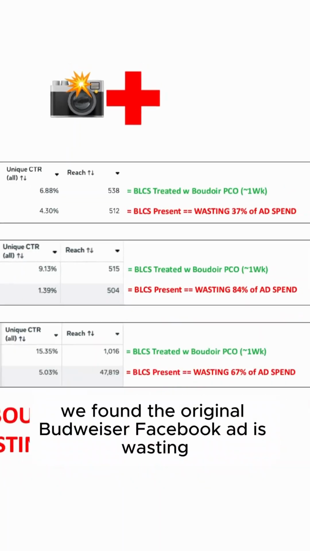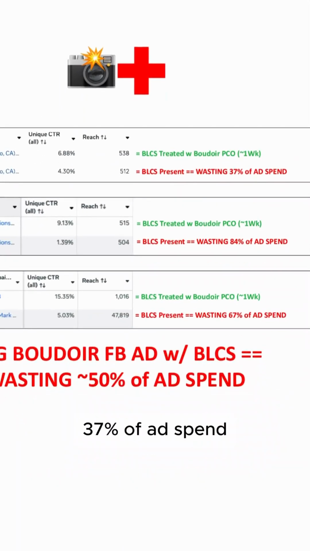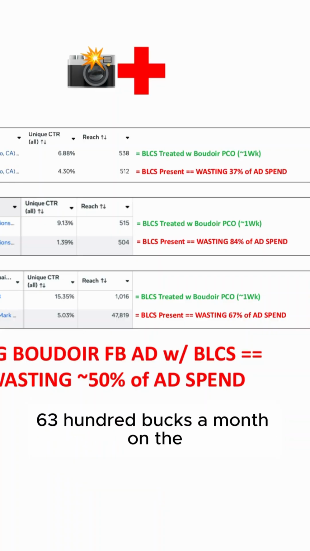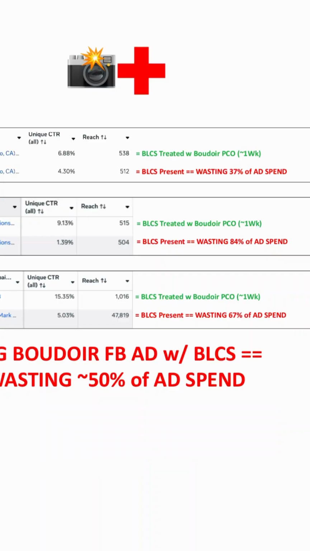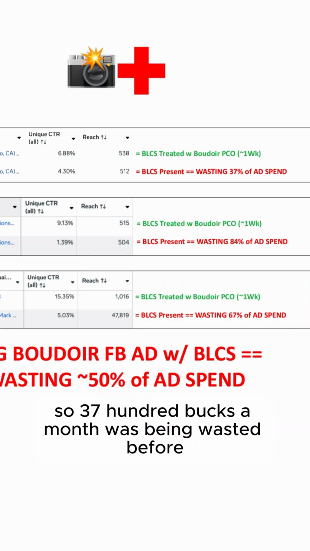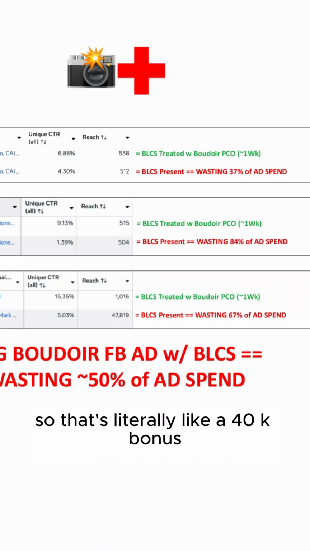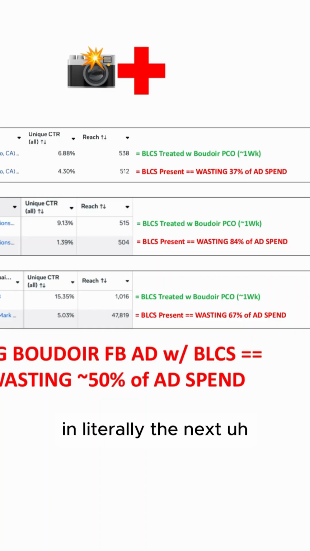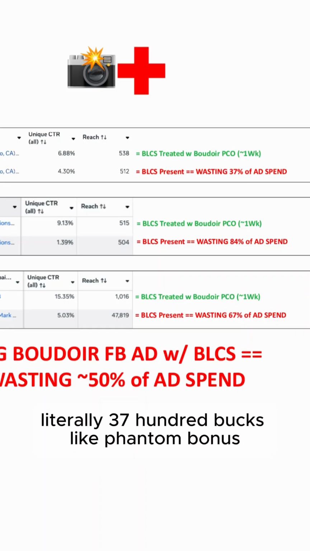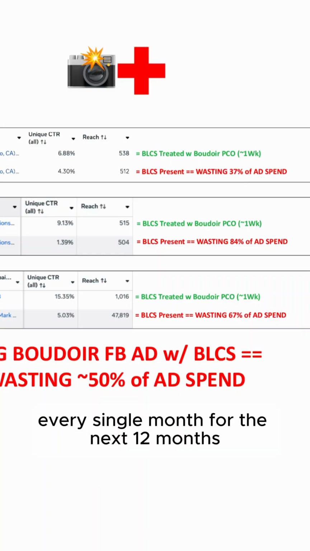So we found the original Boudoir Facebook ad is wasting 37% of ad spend, which means if the original was spending 10 grand a month in Boudoir Facebook ad spend, now the Boudoir photographer only needs to spend $6,300 a month on the Boudoir Pico treated ad, and they will get the same number. They're adding to the same number of women's brains each month. So $3,700 a month was being wasted before. Now we don't even spend it. The Boudoir photographer can pocket it. So that's literally like a 40K bonus over the next 12 months. Literally $3,700 like phantom bonus every single month for the next 12 months.